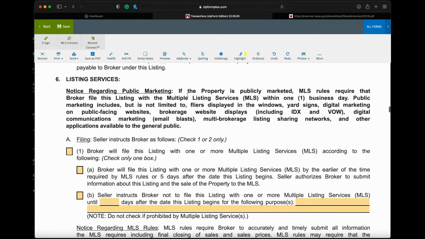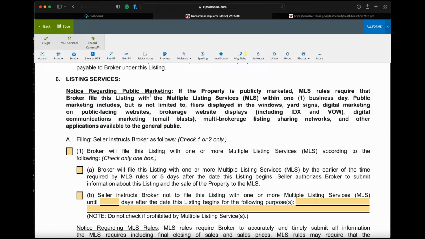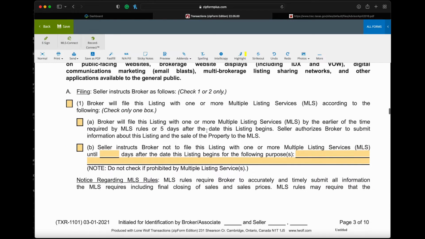Now this here is very important, and that's why it's also in bold. Notice to public marketing. If the property is going to be publicly marketed, MLS rules require that you list it within 1 day, and then you can put up your yard signs, digital marketing, all that kind of stuff. This is important for the seller to understand. You will be checking some of these or one of them. You will file it with one or more listing services, which would be GetPar, our MLS here. Typically it's just going to be GetPar if you do it here.